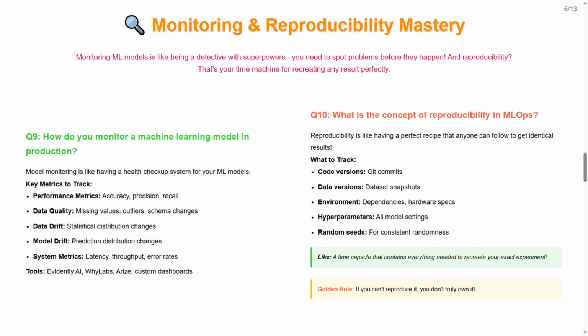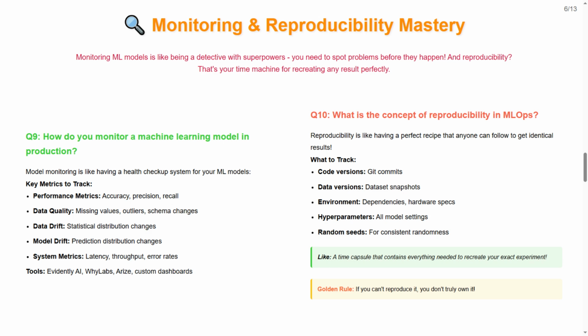Monitoring ML models is like being a detective with superpowers. You need to spot problems before they happen. And reproducibility? That's your time machine for recreating any result perfectly. 9th question. How do you monitor a machine learning model in production? Model monitoring is like having a health checkup system for your ML models.